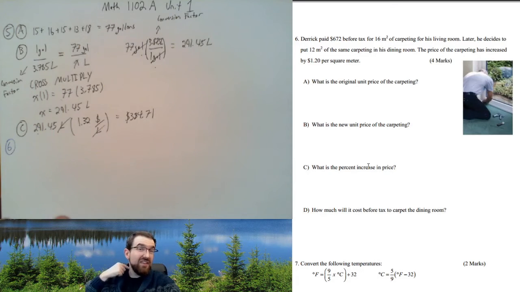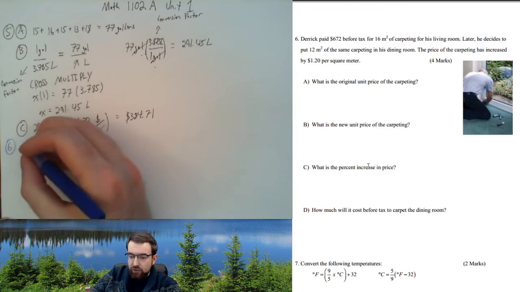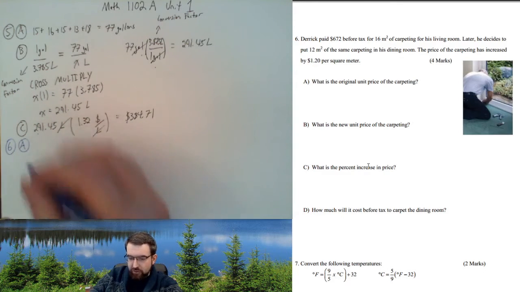Question 6. Derek paid $672 before tax for 16 square meters of carpeting for his living room. Later, he decides to put 12 square meters of the same carpeting in his dining room. Price of the carpeting has increased by $1.20 per square meter. Okay. What was the original unit price of the carpet? Okay. So a unit price is, of course, the price per unit, right?